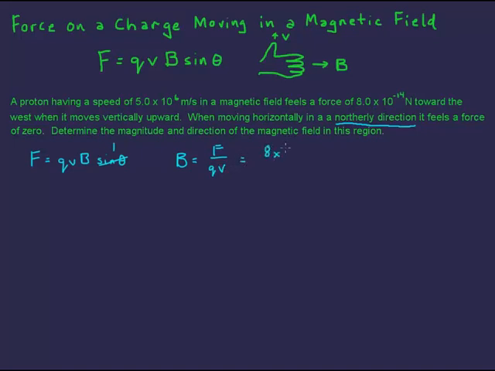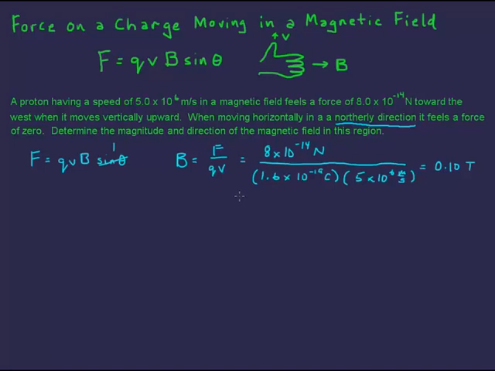Now we can put some numbers in here. 8 times 10 to the negative 14 newtons. And it's a proton, so it's going to be 1.6 times 10 to the negative 19 coulombs of charge. And we had a speed of 5 times 10 to the 6 meters per second. And that's going to come out to 0.10 Tesla.